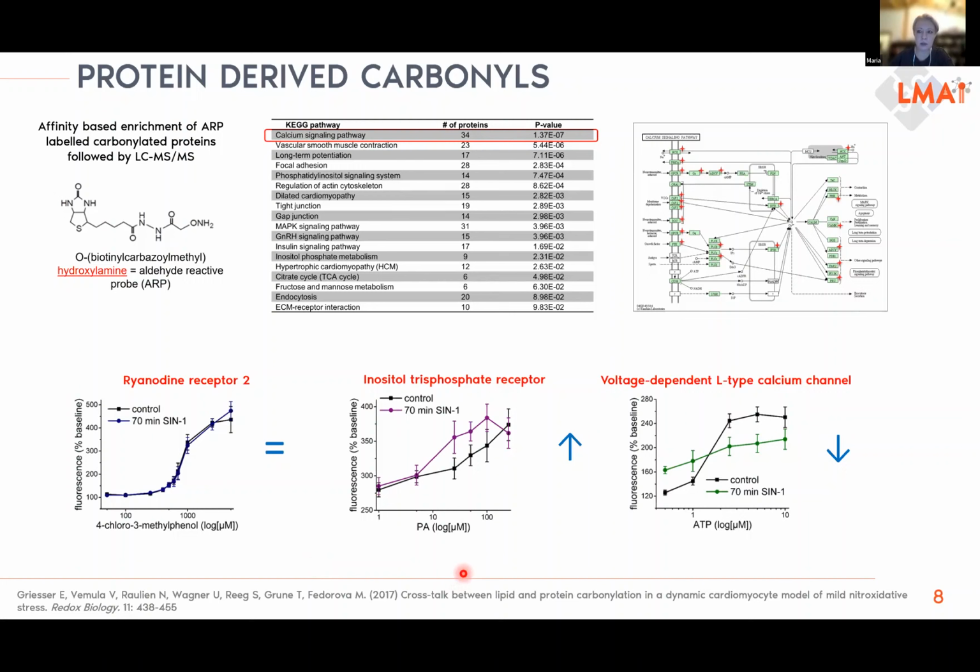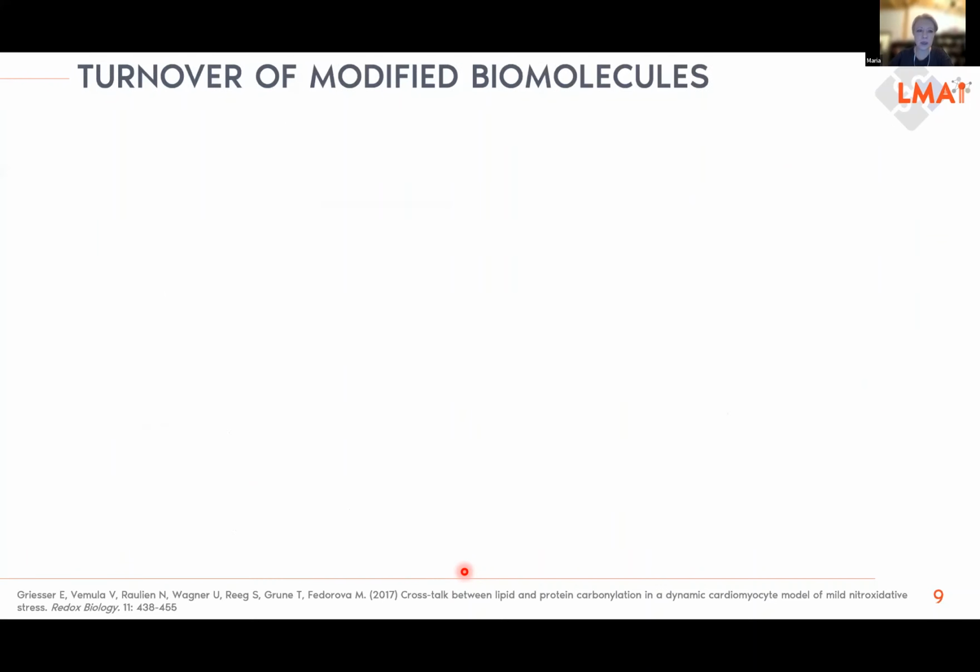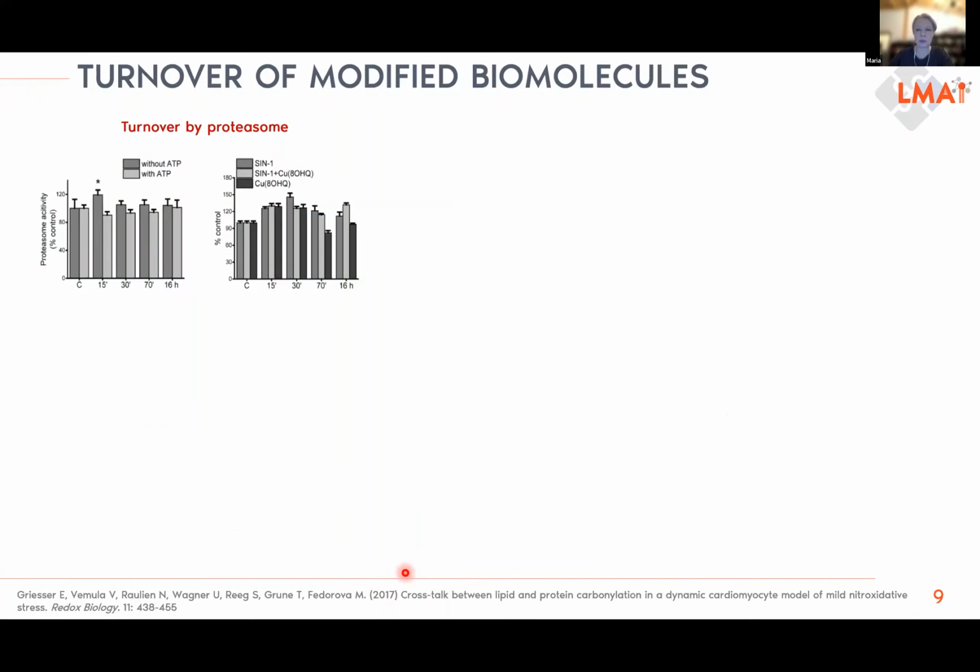But the story with this model is interesting because, as I mentioned to you, with this mild oxidative stress which is inducing the cells, we have oxidation events, something happens. But as I told you before, if we leave the cells as they are and don't do anything to them, they will be able to recover. And we wanted to know which machinery is responsible for the recovery. So we looked at the turnover of those modified biomolecules, and we started with the proteasome, because that's one of the machineries which removes modified proteins in particular.